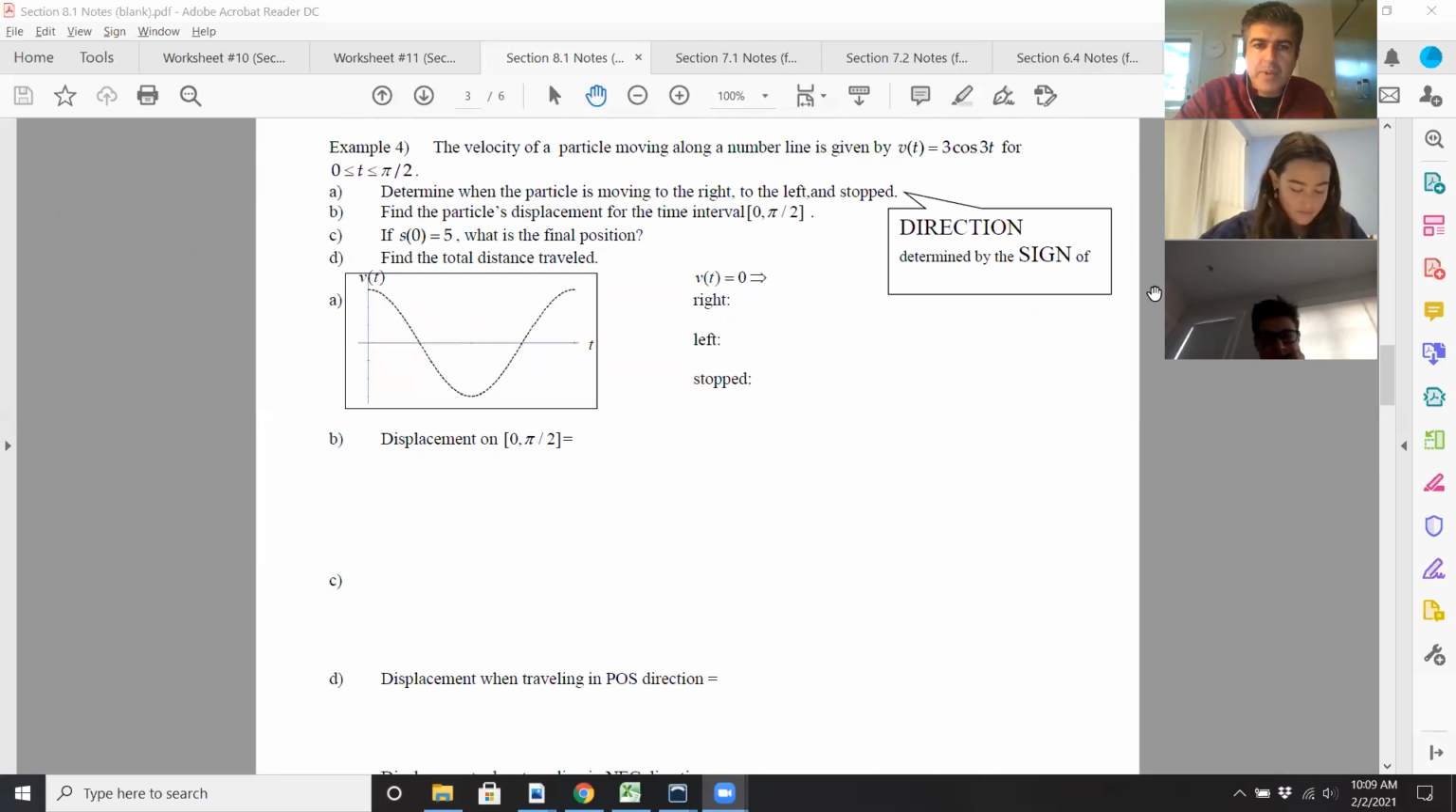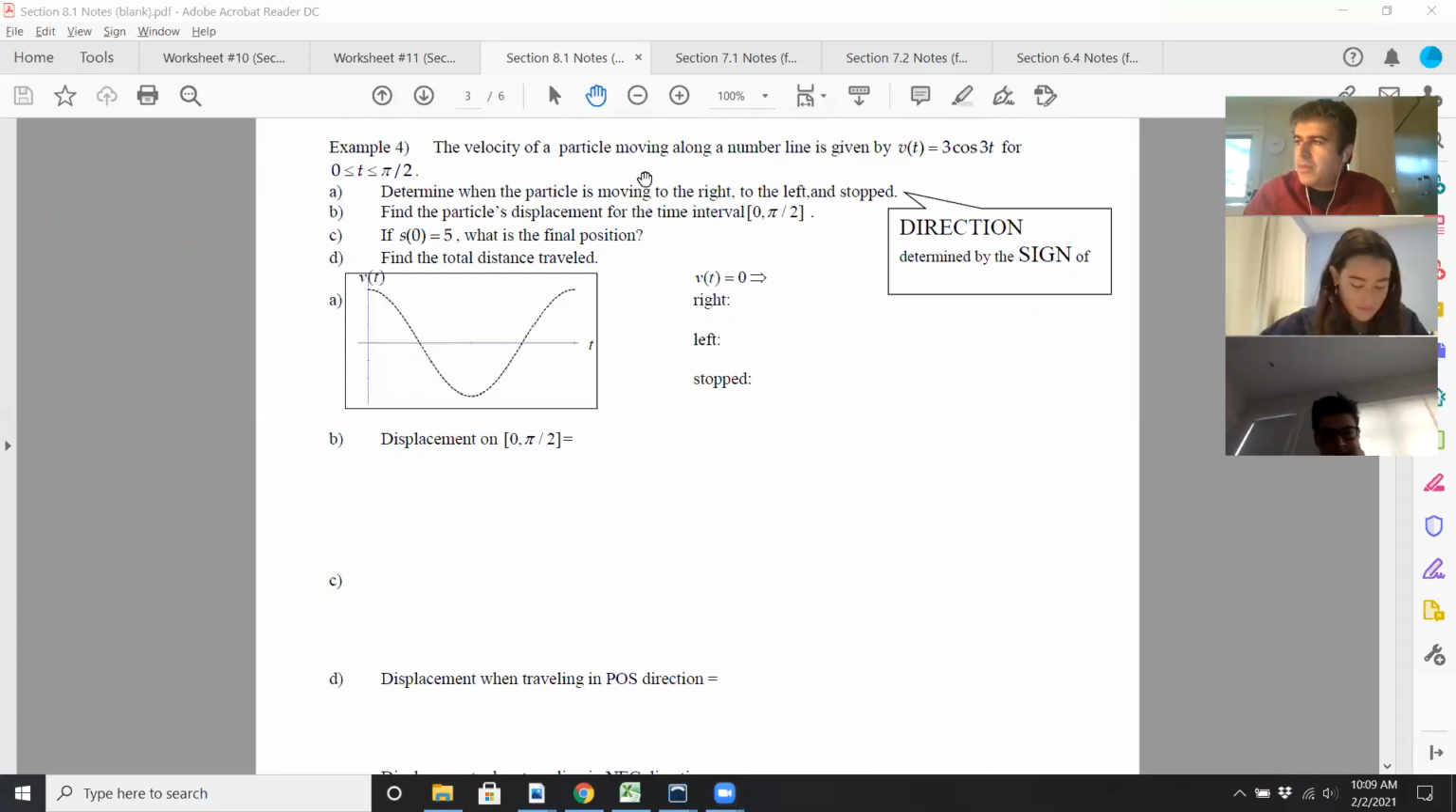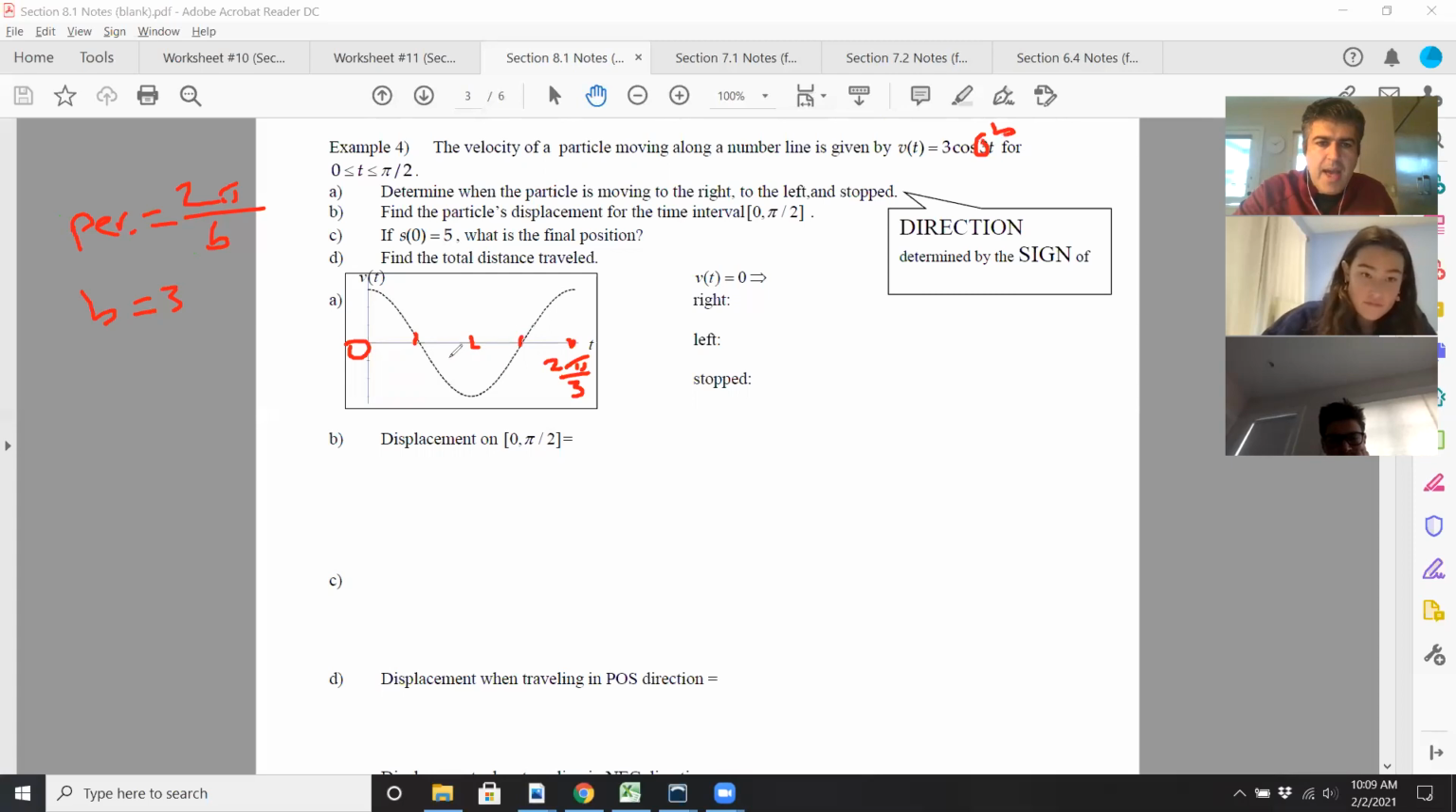So let's do parts A, B, and C first, because that's going to be pretty quick. Let's just look at the graph and make sure we understand it correctly. This is at t equals 0. By the way, it's also good to identify these points. I believe this is going to be at 2 pi over 3. Remember, period is 2 pi over b, from pre-calculus last year, and b is 3 here for our function. So that's my period, and half the period is pi over 3.